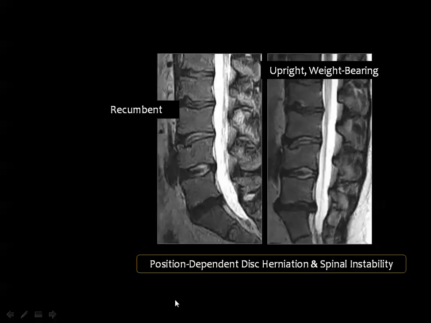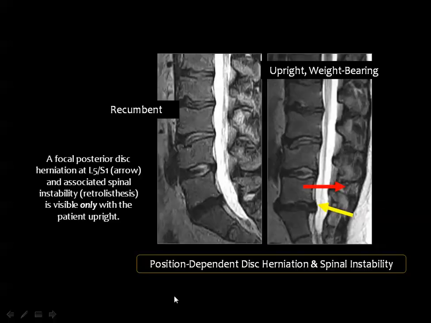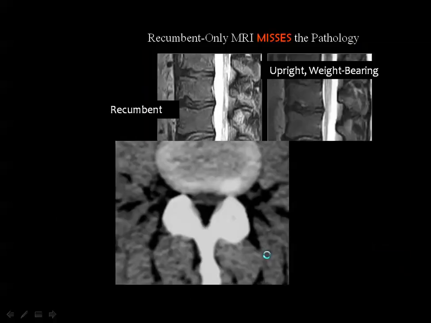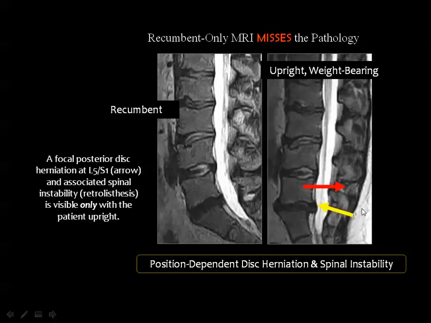Then this study was also performed before surgery, and this is the recumbent MRI and this is the erect MRI. Then you can appreciate the difference between both scans, where in the upright position there is some retrolysis of L5 over S1, and there is also a prominent disc lesion at L5-S1, which was not appreciated very well in the recumbent position.